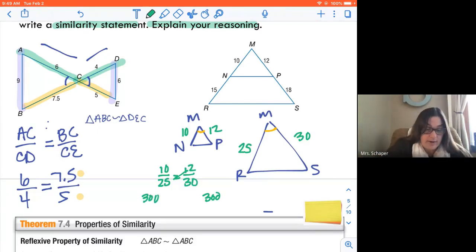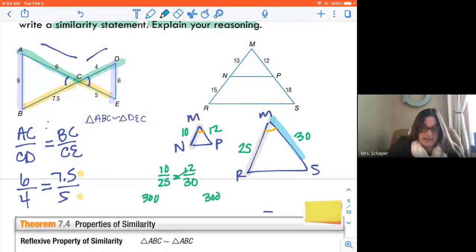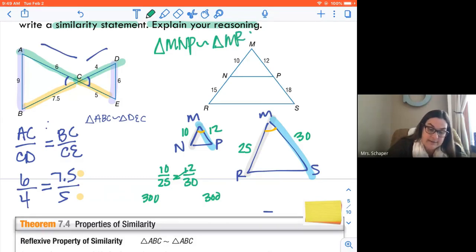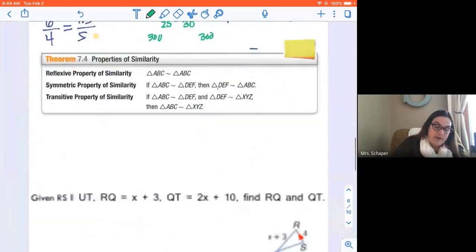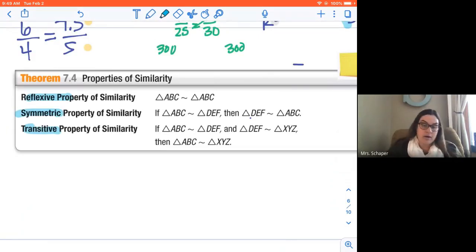And so when I go to my highlighting piece, I've got that MR is proportional to MN, and that MS is proportional to MP. So I can use angle, side, angle similarity. So my statement is going to be triangle MNP is similar to triangle MRS. And there we go. Properties of similarity. These are all properties you've heard of before: reflexive, symmetric, transitive. Make sure you get those down on your note cards.